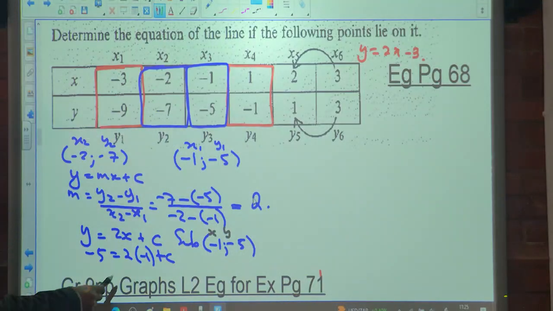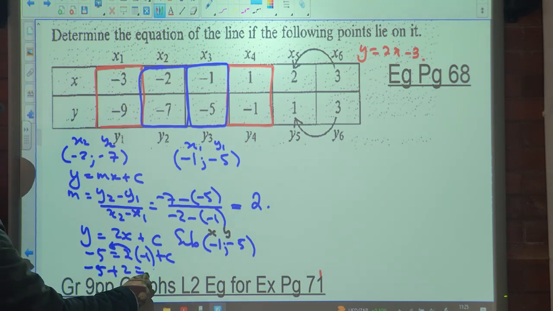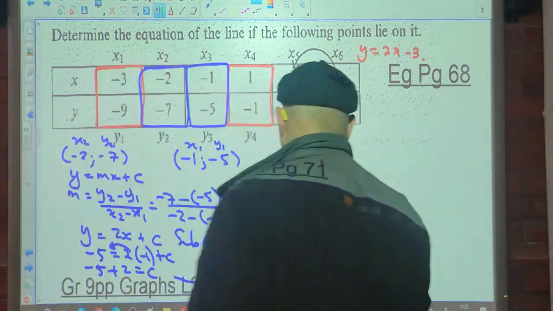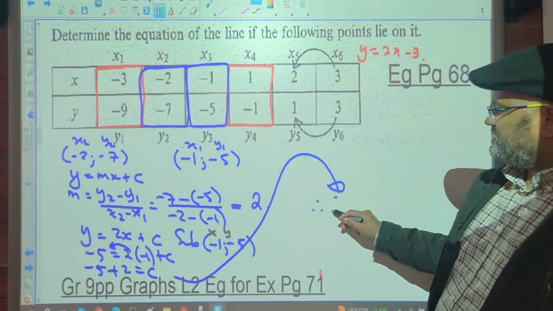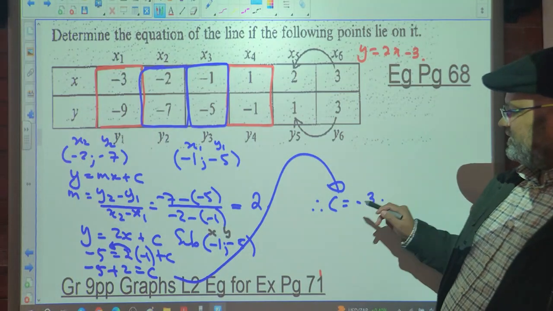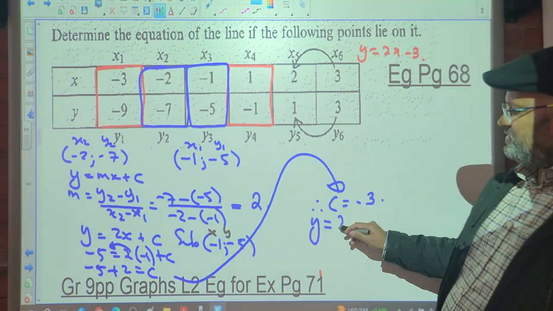So now gives us what? Negative 2, so we take negative 2 over the equal sign and it becomes plus 2. Which now implies that therefore c is equal to negative 3. So y is equal to 2x minus 3.